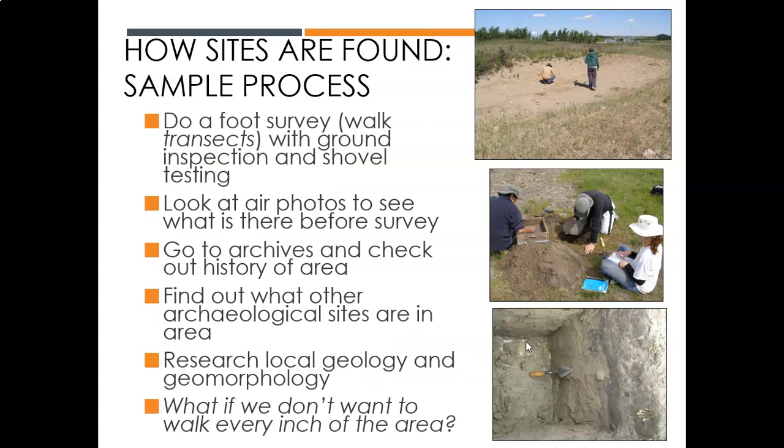So how then do we know where to excavate, or how do we even know where sites are that we can use to investigate our research questions? Well, here's a sample process of how we go about finding sites. The most common way is to do foot surveys. Of course, we can go to archives and check out history of the area. If there's an archaeological survey or archaeology branch that's associated with one of the levels of government, we can ask them about previously reported sites in the area.